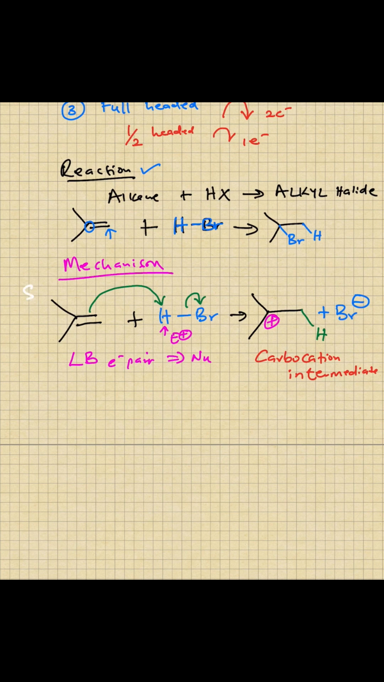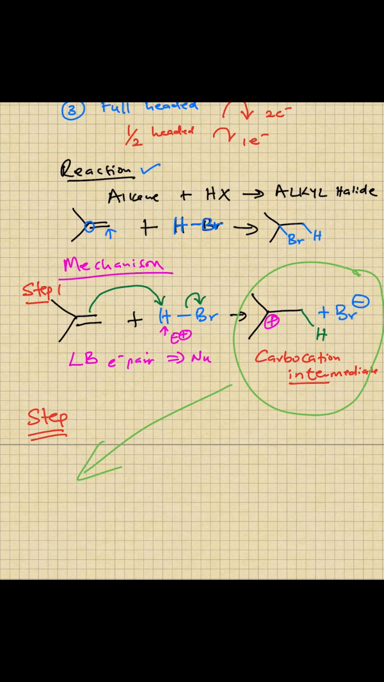So this is actually step one. That's the first step of the mechanism, formation of the carbocation intermediate. Step two, you could either bring the whole of that here and use it for step two, or you could just draw an arrow from there and that becomes step two.